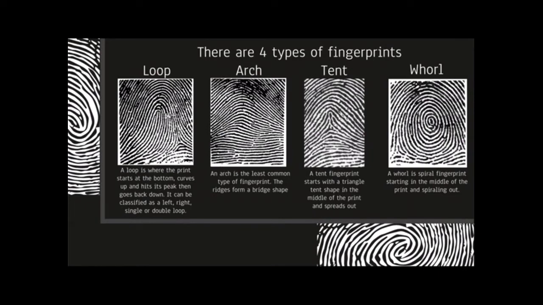An arch is the least common type of fingerprint. The ridges form a bridge shape. A tent fingerprint starts with a triangle tent shape in the middle of the print and then spreads out. A whorl is a spiral fingerprint starting in the middle of the print and spiraling out.